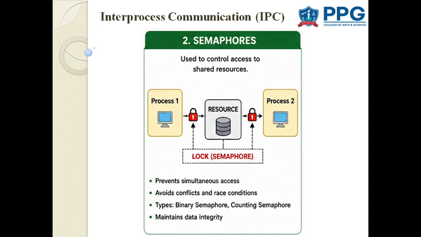The second one is the semaphore. Semaphores are used for process synchronization. They control access to shared resources and prevent conflicts. Semaphores are very important when using shared memory in IPC. These are the advantages: they prevent simultaneous access, and avoid conflicts and race conditions. There are different types of semaphores: binary semaphore and counting semaphore. It maintains data integrity. These are the semaphores in IPC.